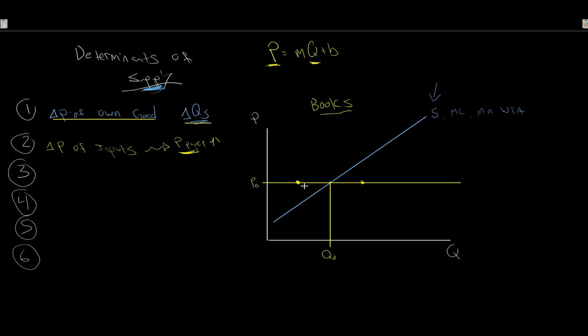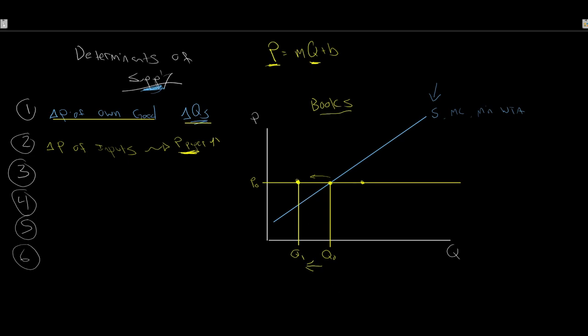Well, hopefully you realize, right? Business is in business to maximize profit. If an input cost goes up and the price that they sell their books for is exactly the same, well, they're not going to be able to produce as much as they used to. So our quantity supplied would fall. And we would have our quantity supplied falling down to Q1.